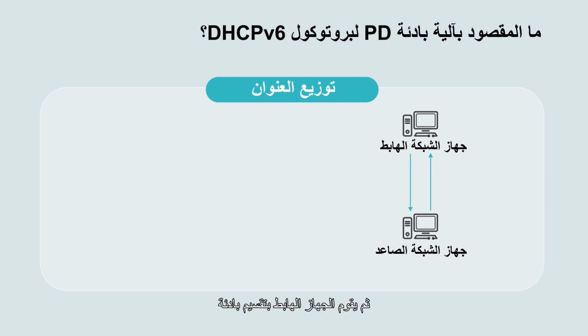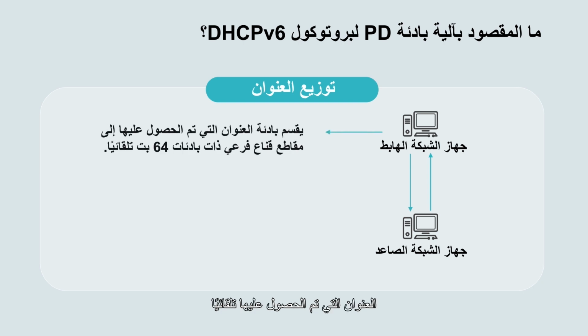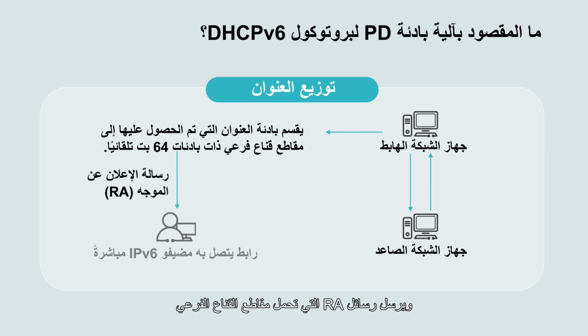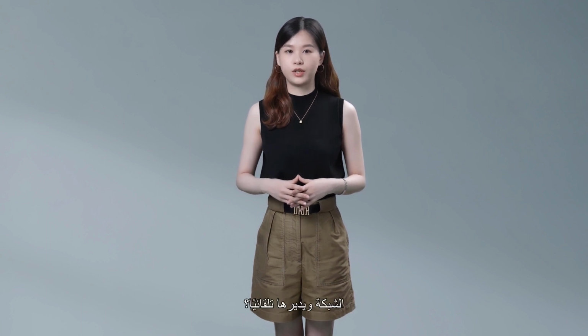The downstream device then automatically divides the obtained address prefix into subnet segments with 64-bit prefixes and sends RA messages carrying the subnet segments on the link that IPv6 hosts directly connect to. This enables IPv6 hosts to automatically configure IPv6 addresses, implementing hierarchical address deployment. How does DHCPv6 automatically allocate and manage network addresses?